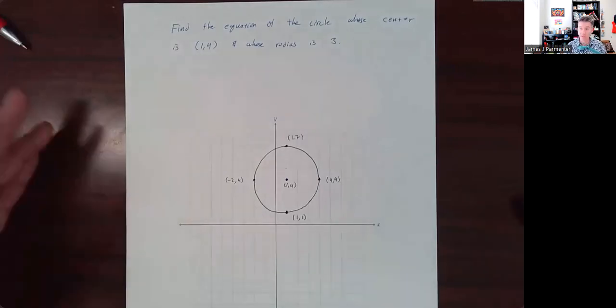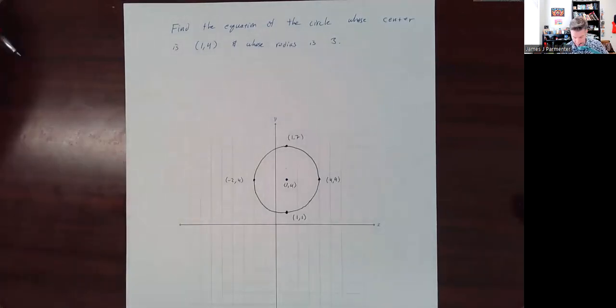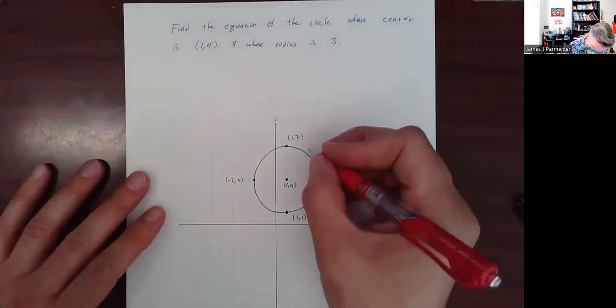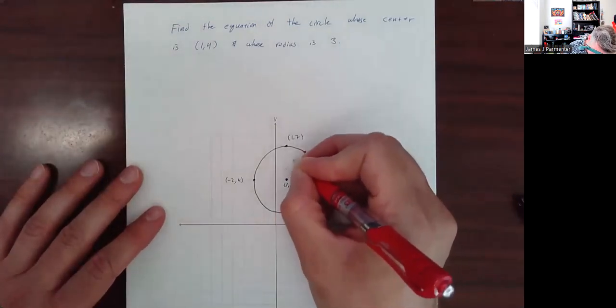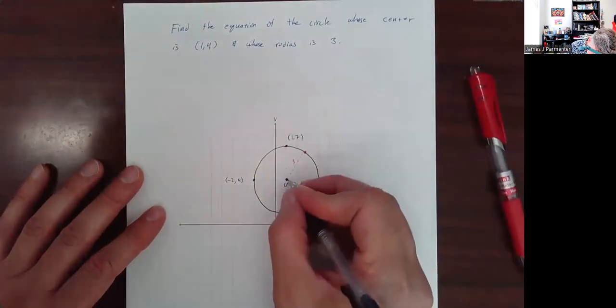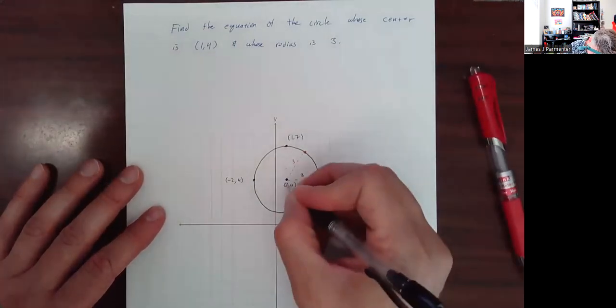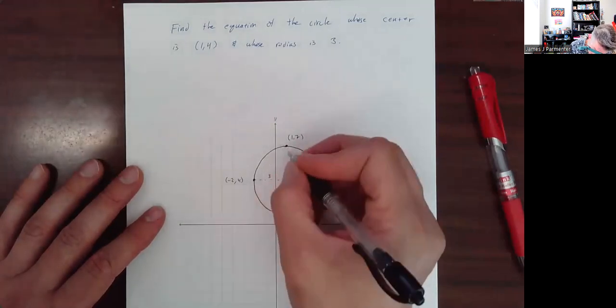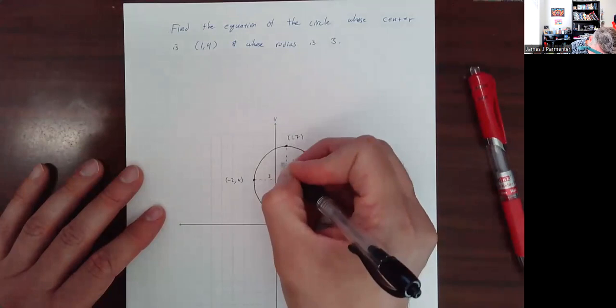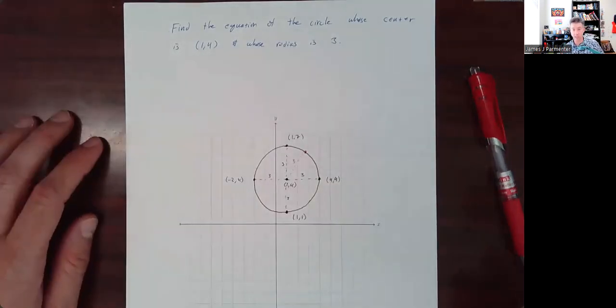But those aren't the only points, right? There's literally, as I've said a few times, an infinite number of points. So like this point over here, the distance there is also 3, right? The distance here is 3. The distance here is 3. All of the distances from any point on the circle to the center is going to be 3.